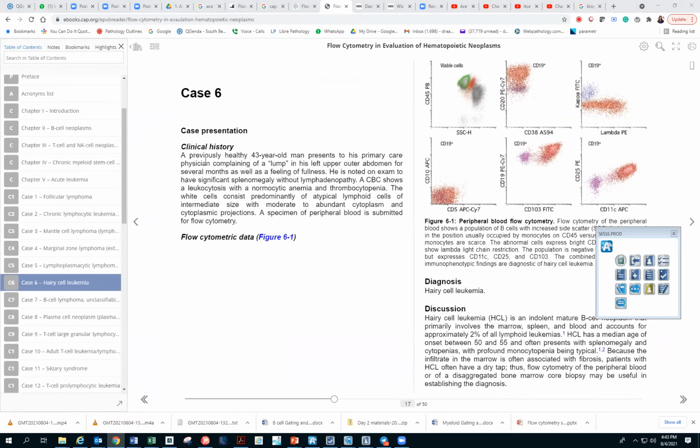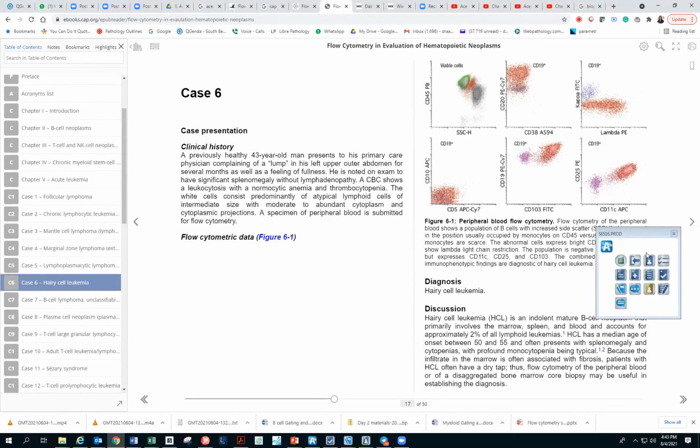Previously healthy 43-year-old man presents to primary care physician complaining of a lump in the upper outer abdomen, several months of fullness. He's noted on exam to have significant splenomegaly and lymphadenopathy. Those are important things. CBC shows leukocytosis with normocytic anemia and thrombocytopenia. The white cell count is predominantly atypical lymphoid cells, intermediate size with moderate to abundant cytoplasm and cytoplasmic projections.